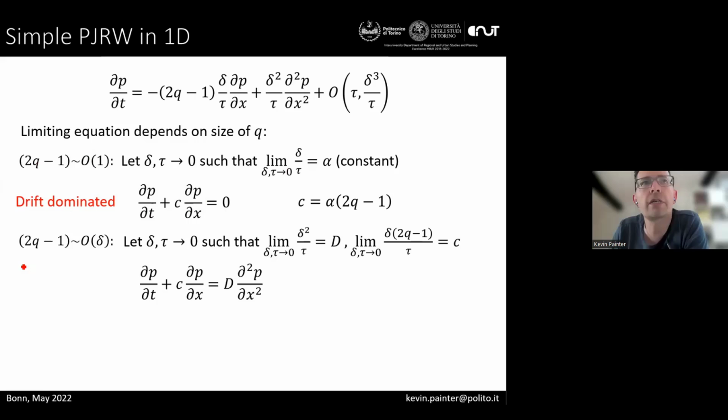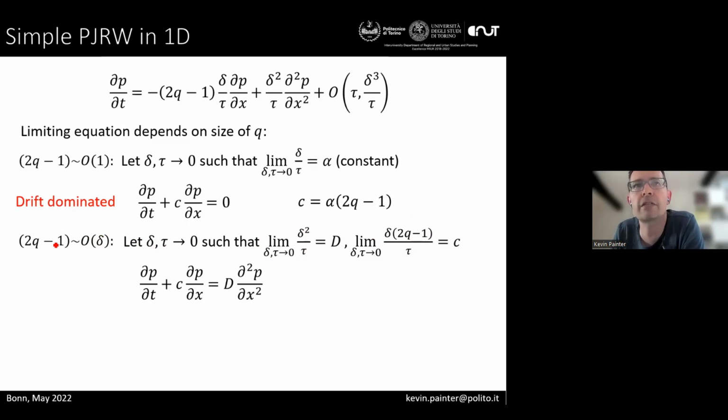But what about if instead 2q minus 1 is around order delta? Well, if that's the case, we're going to have to do a slightly different sort of scaling. We do what we call a parabolic scaling. We let delta and tau tend to 0, such that the limit of delta squared over tau is equal to d, and the limit of delta (2q minus 1) over tau is equal to c.